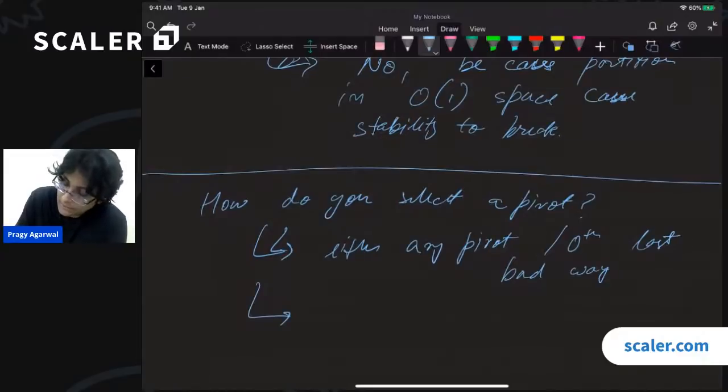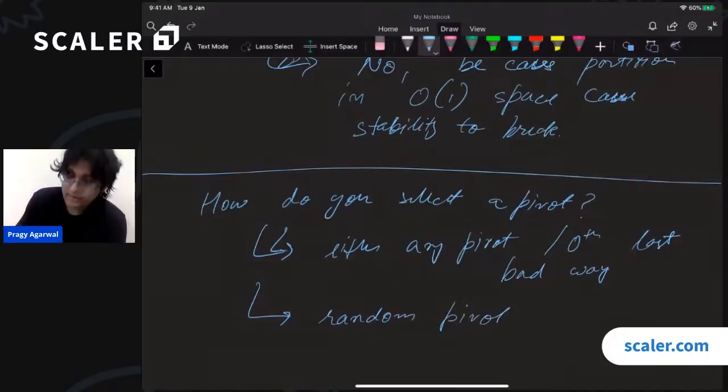Alternatively, we can choose a random pivot. What does a random pivot mean? Instead of always choosing the 0th element, or the last element, or the middle element, we choose a random element. We take a random number generator and generate a random number from 1 to n, and whatever that number is, we choose that element as the pivot.